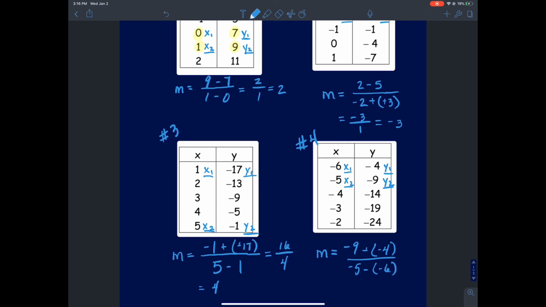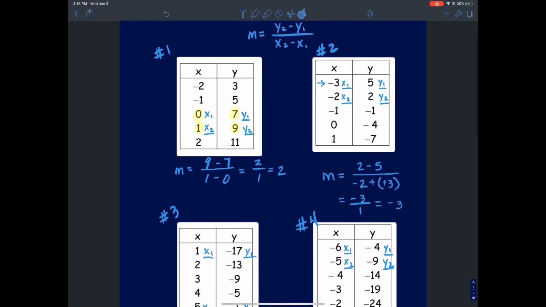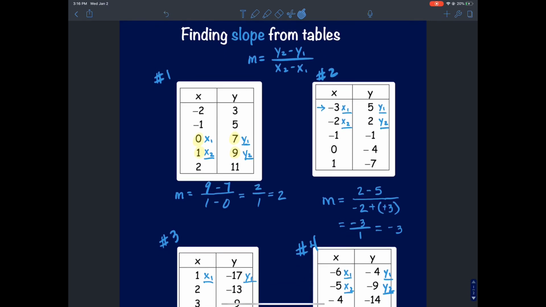And once we have this, I'm going to go ahead and add the opposite top and bottom. So we get 9 negatives plus 4 positives gives me 5 negatives, or negative 5. And then in the denominator, 5 negatives plus 6 positives gives me positive 1. So it looks like our final slope is negative 5. And that's how you use the slope formula to find slope from tables.